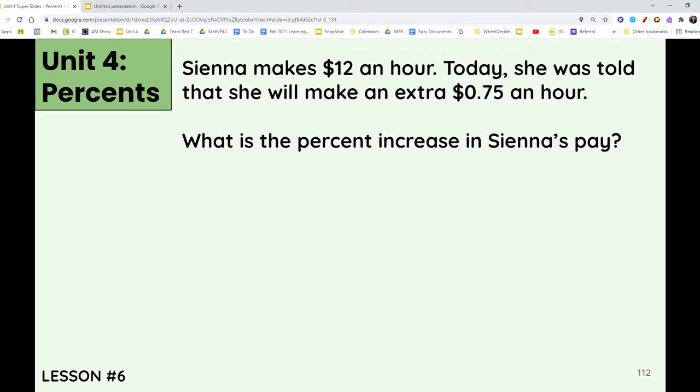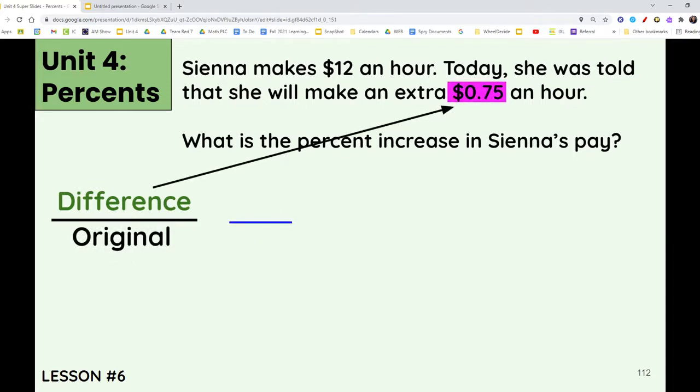Sienna makes $12 an hour. Today she was told that she will make an extra 75 cents an hour. What is the percent increase in Sienna's pay? Difference over original. Careful. Here we're not going to subtract. The difference that she's going to make is 75 cents extra. So 75 cents is the difference between what she was making before and what she's about to make now. The original amount is $12 an hour. So here we're just going to have to do 0.75 divided by 12.